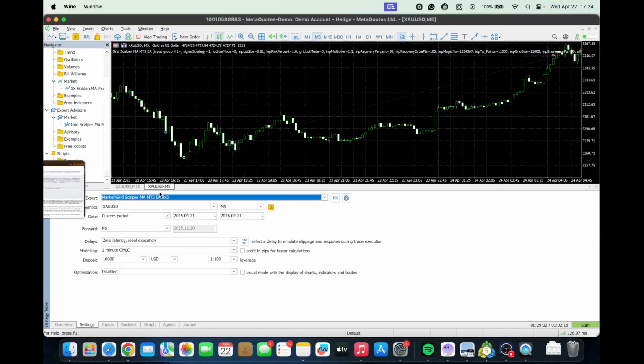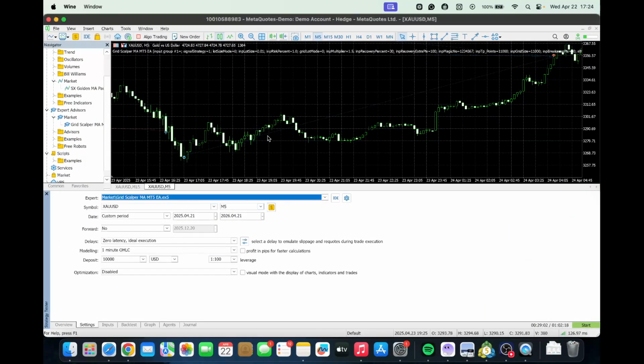I had the opportunity to run this EA on XAUUSD on the 5 minute time frame from April 21st, 2025, all the way to April 21st, 2026. You can see here, and I used every tick based on real ticks on a $10,000 deposit. And what did it give me?